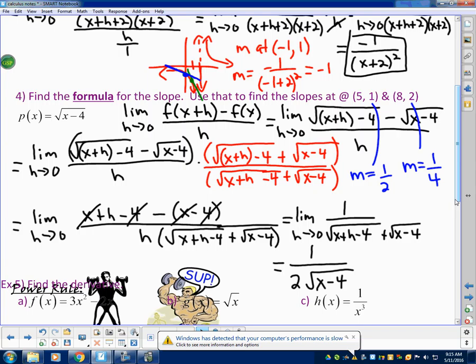So what we found, right here, I'll box it, is an equation that will tell me the slope of the tangent line to the curve p of x equals square root of x minus 4 at any point you ask me to find slope x, as long as it's in the domain. Okay, that's it. So we'll stop right there. That'll be it.